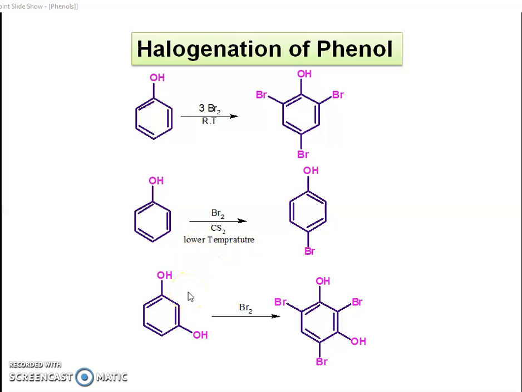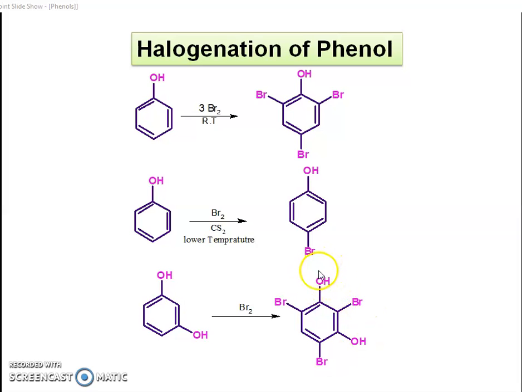If we treat resorcinol with bromine, then bromination can take place at the ortho and para positions. Similarly, as in the first reaction, the OH acts as an electron donating group, and therefore its halogenation, that is an electrophilic substitution reaction, can take place at the ortho and para positions.